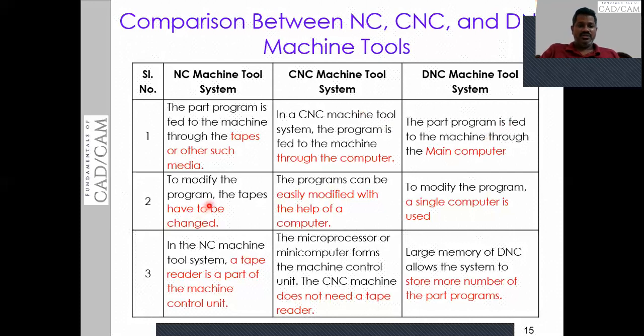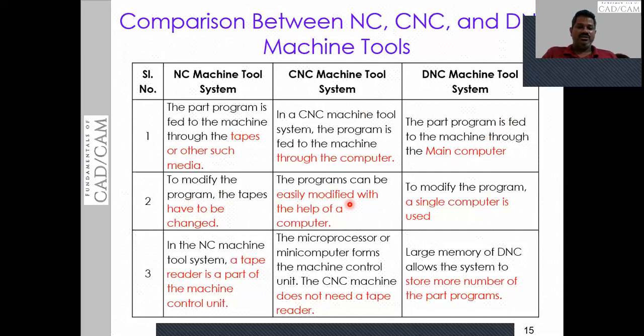Then when it comes to modification, whenever you want to modify the program, if you use a punched card or a tape, we cannot modify. But if the program is written in the computer, you can open that file and modify according to your requirement. You can create new programs, and you can edit the programs as per our requirement.